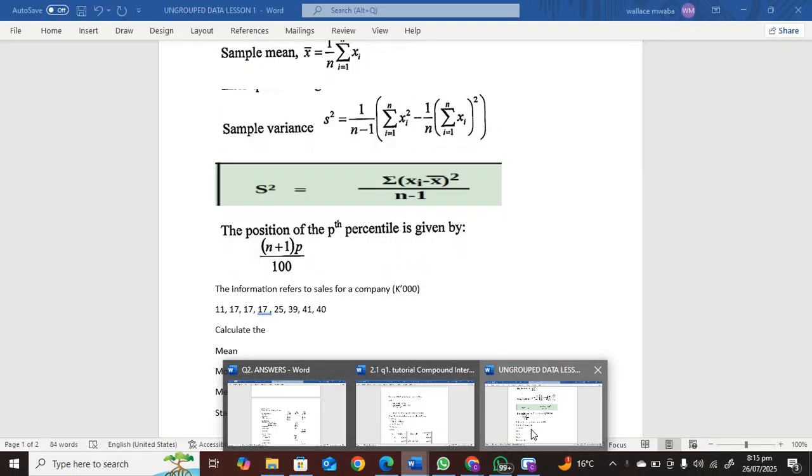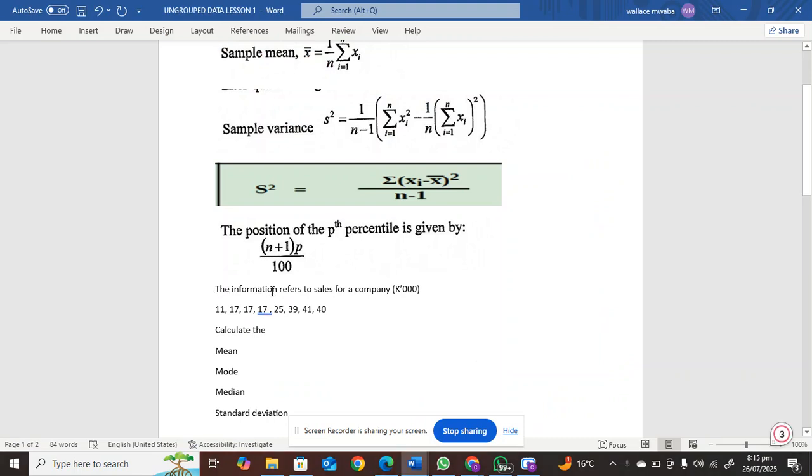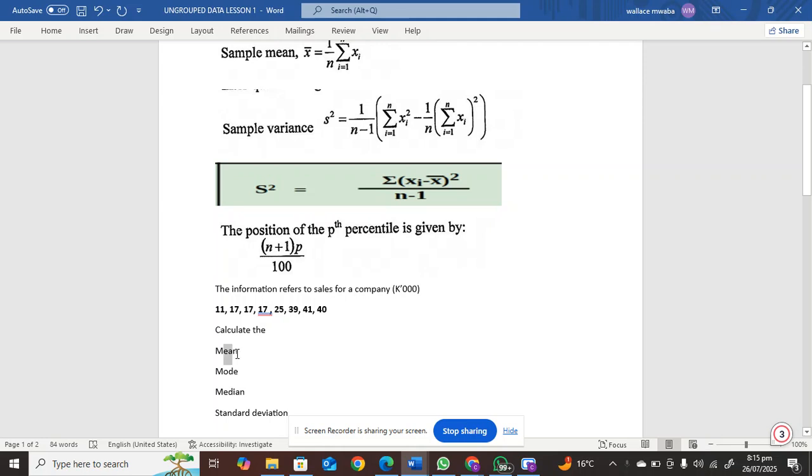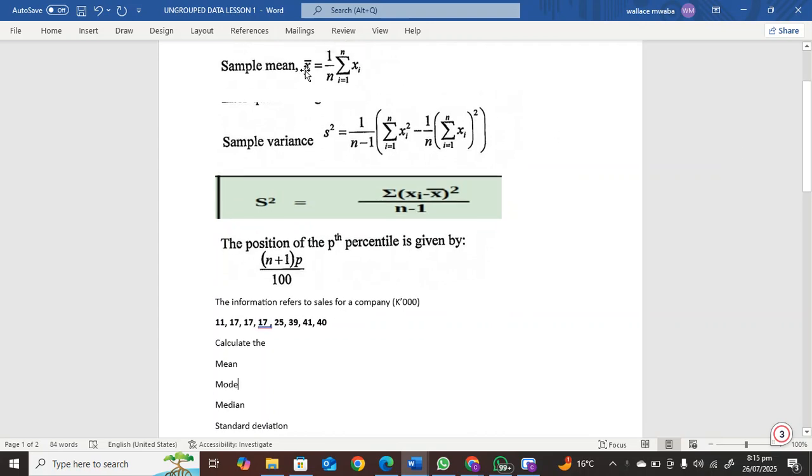Okay, so here the question is: the information refers to the sales for a company. We need to first calculate the mean. As I said, I'll need your participation because I want to see who is understanding or not. So colleagues, for the mean, what are we going to do? This is the formula for the mean here. What are we going to do?